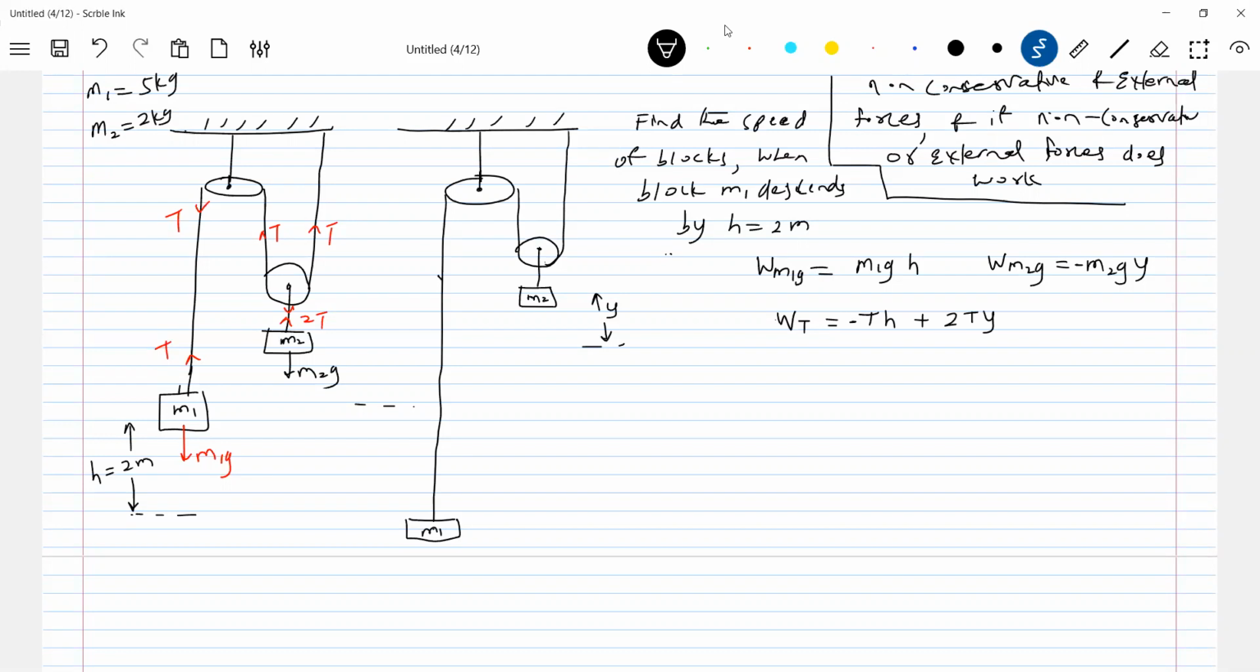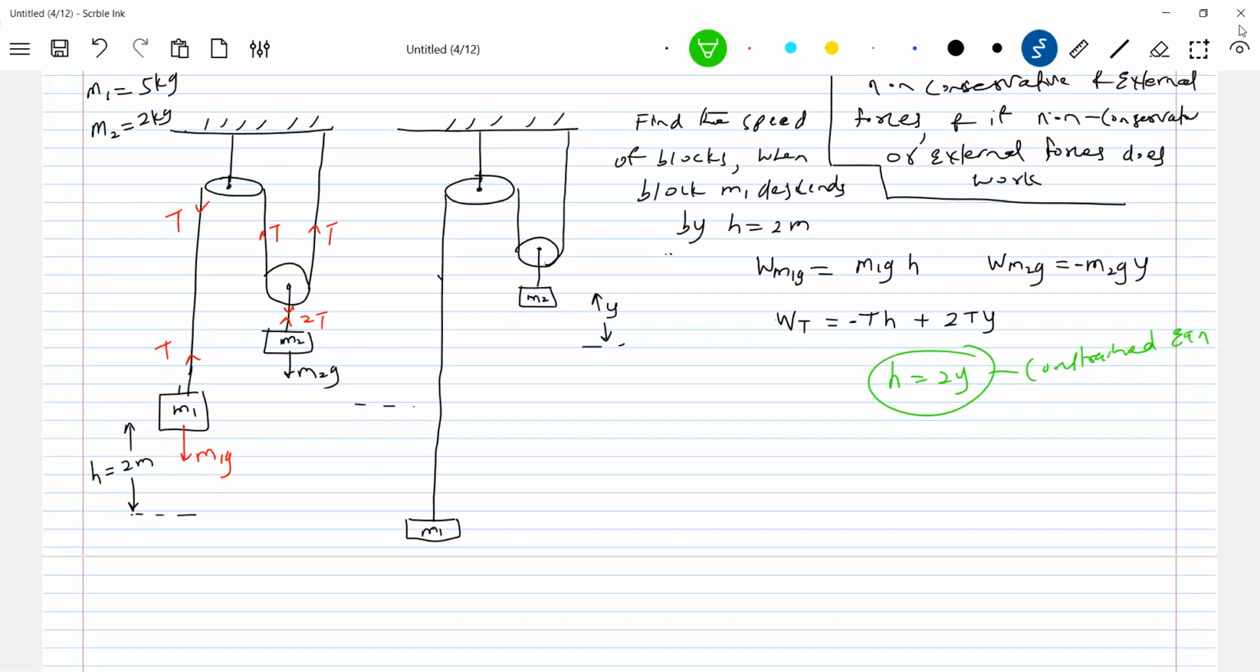Let's get the constraint equation. If the pulley moves up by 1 meter, here 1 meter will become loose, then how much will M1 descend? By 2 meter. So from the constraint equation, what is H? H equal to 2Y. From where am I bringing this? Constraint equation.